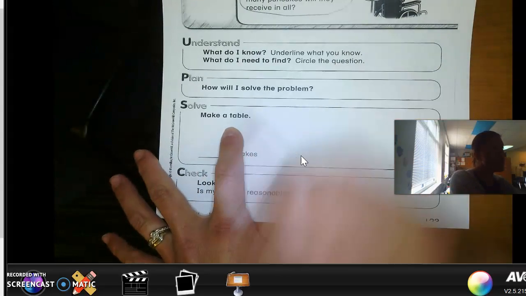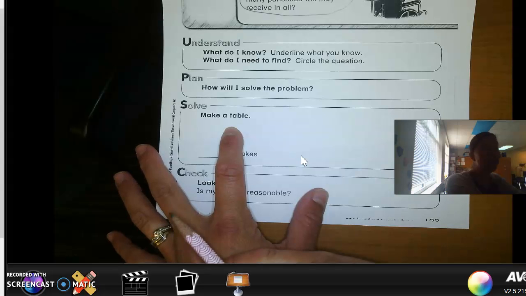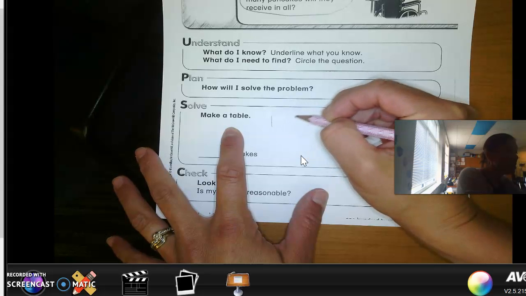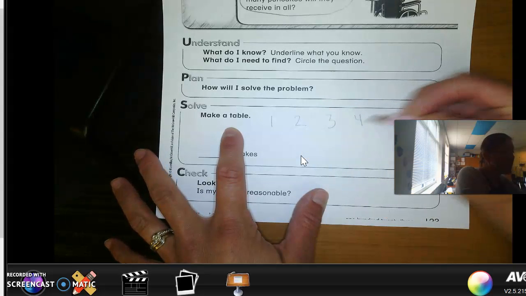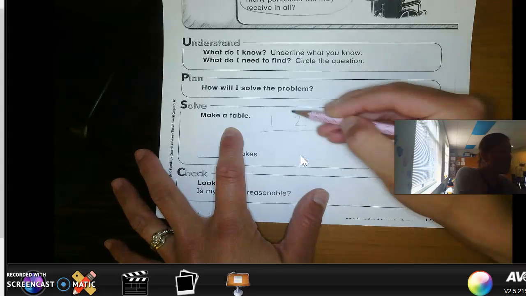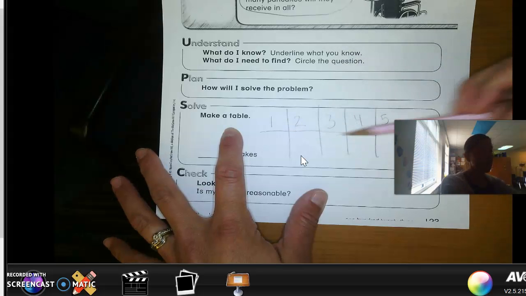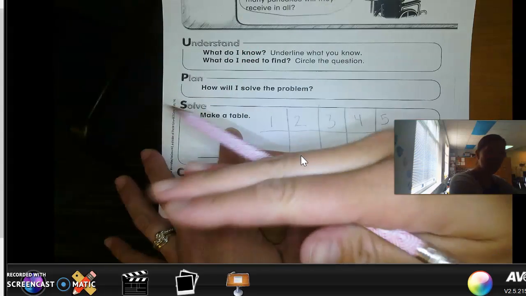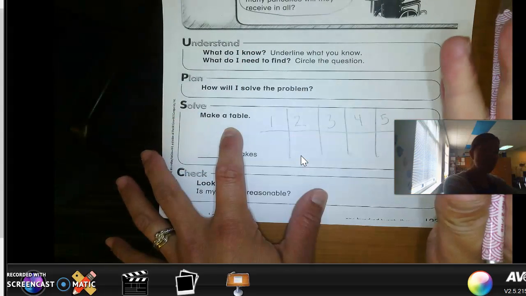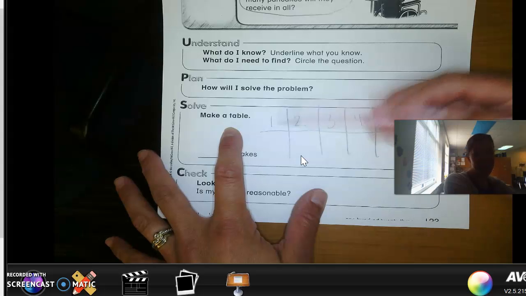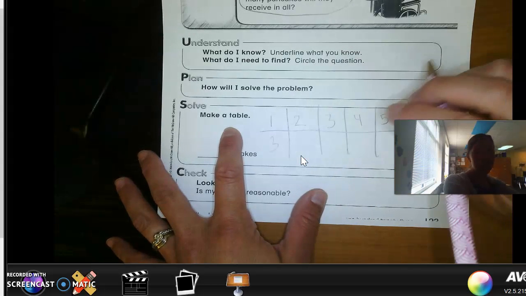So what I'm going to do is start with how many friends I know ordered this pancake special, and there are 5. So 1, 2, 3, 4, 5. That is how I'm going to start my table. Remember, you can do your table vertical or horizontal. I'm doing horizontal, but you can also do it vertically. Friend number 1 ordered the pancake special. How many pancakes did that friend get? Well, 3.